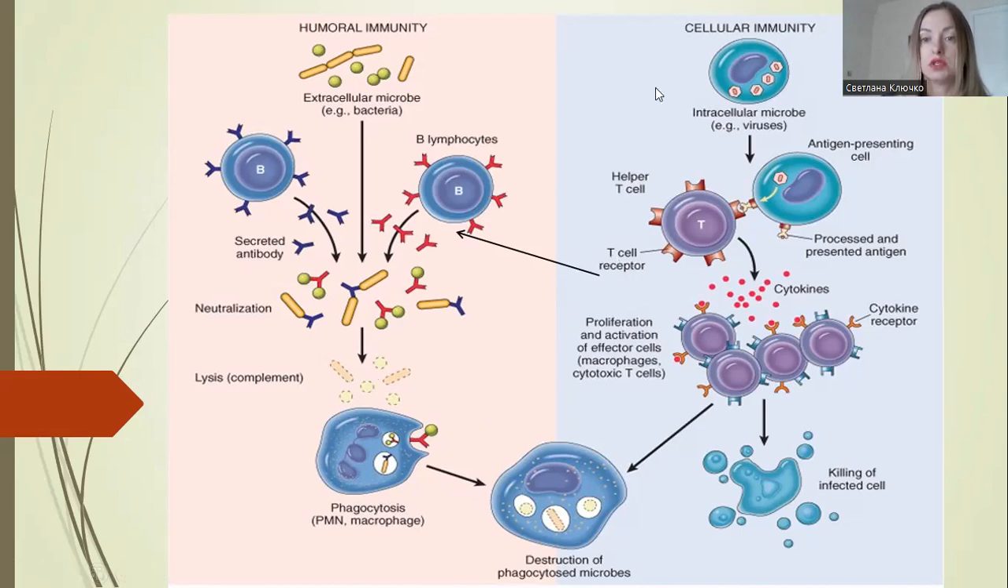And cellular immunity develops in response to intracellular microbes, for example, viruses. An antigen presentation cell, for example, a macrophage, presents information about antigen to the helper T cell. The helper T cell has a TCR, and then the helper T cell secretes cytokines. Proliferation and activation of effector cells, macrophages, cytotoxic cells, and as a result, also killing of infected cells or destruction of phagocytosed microbes.